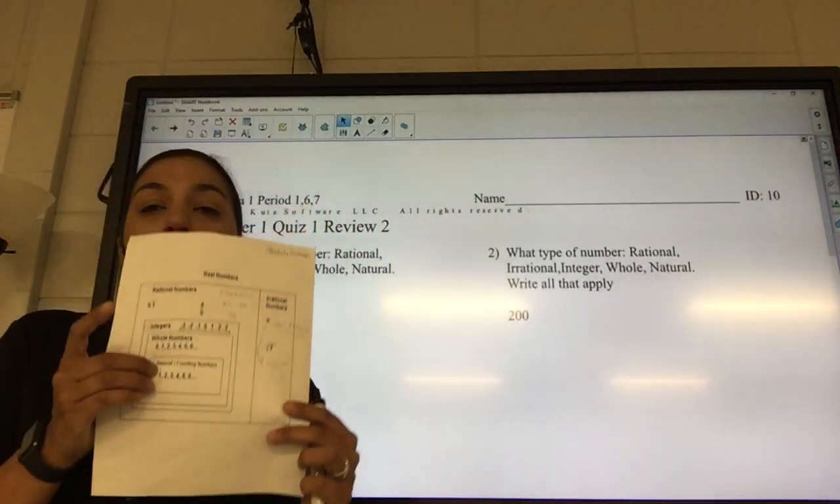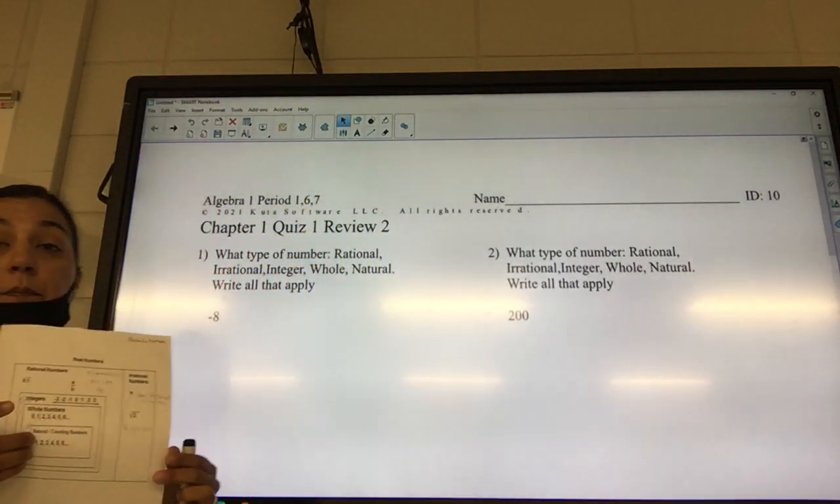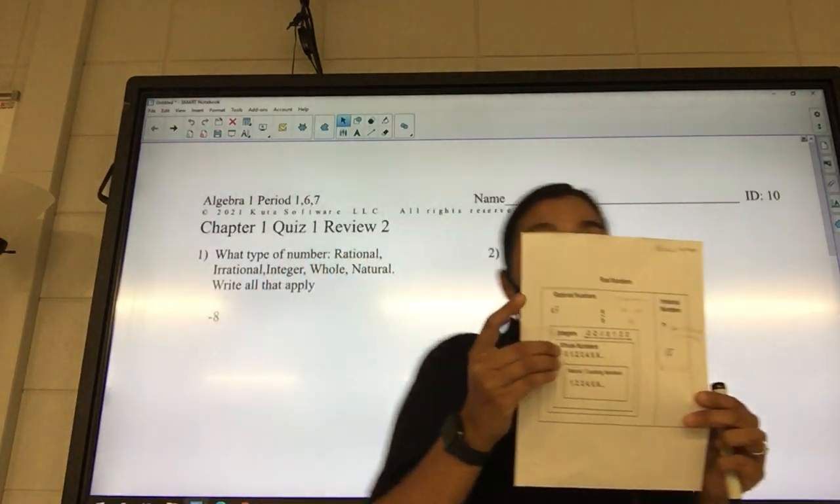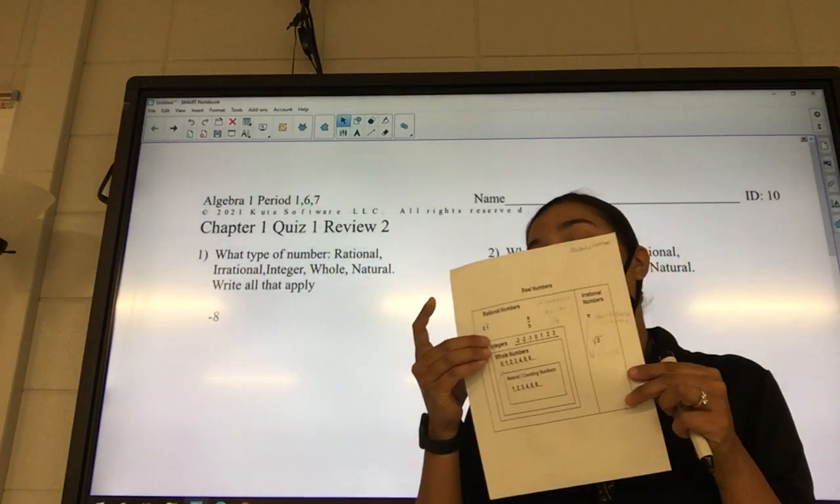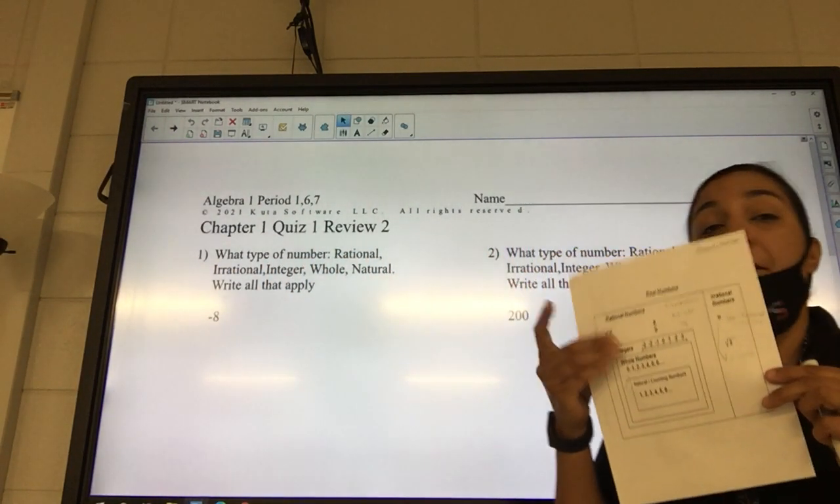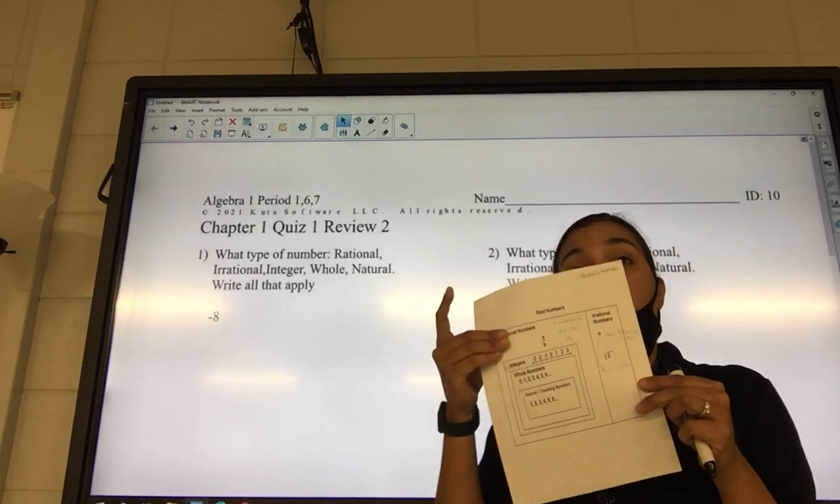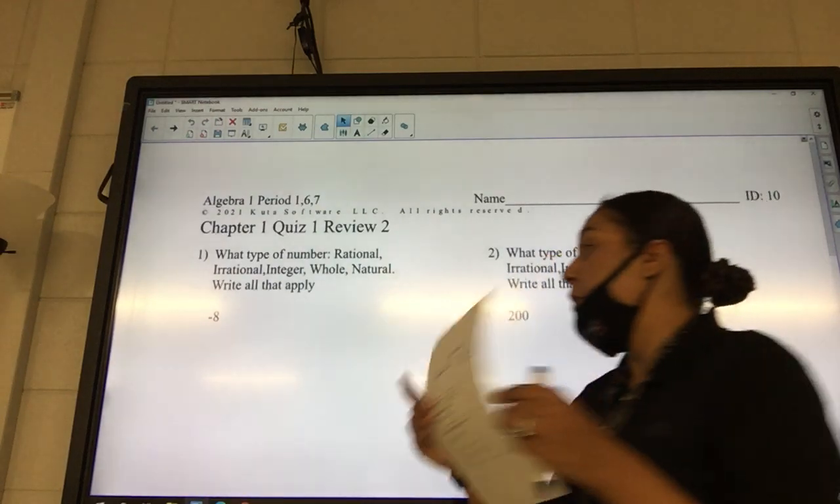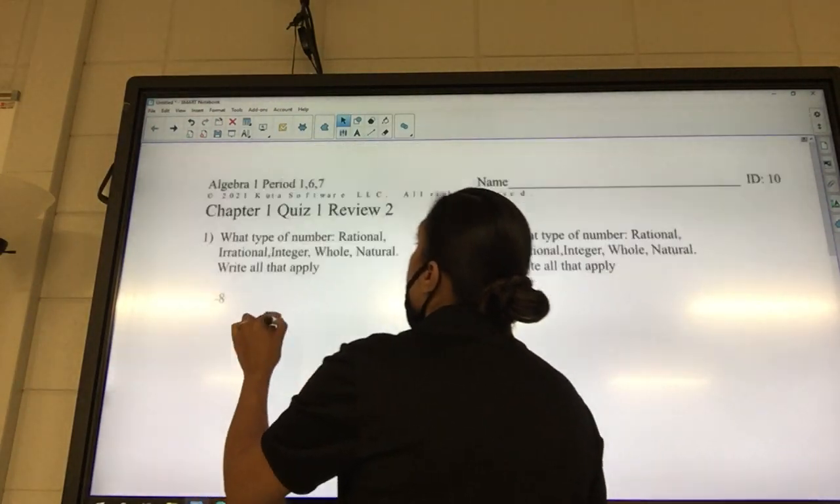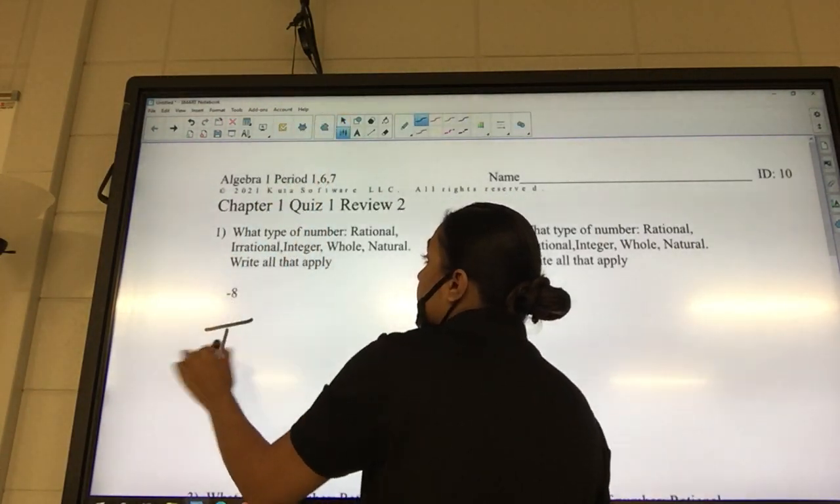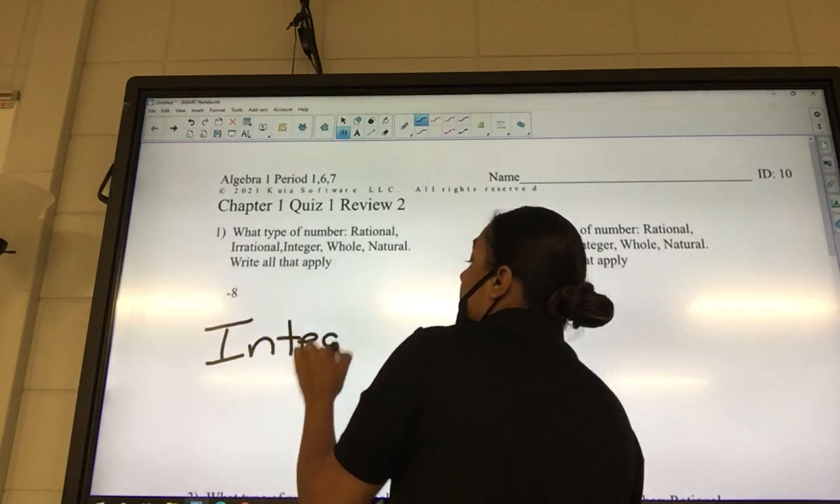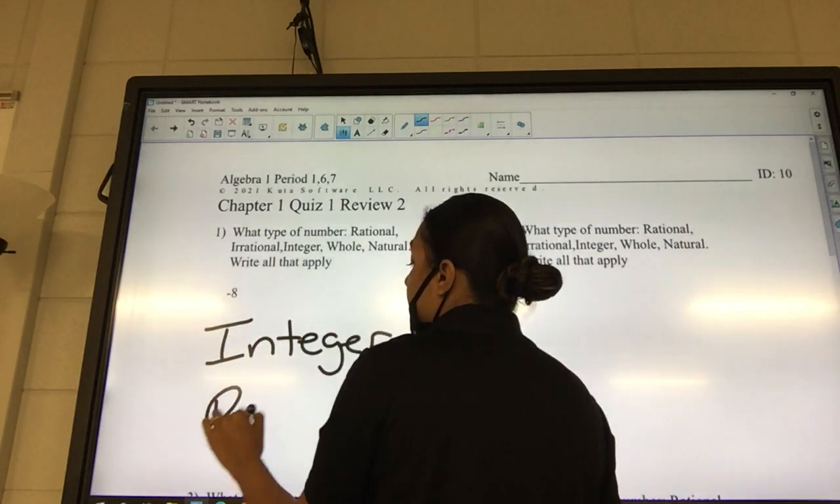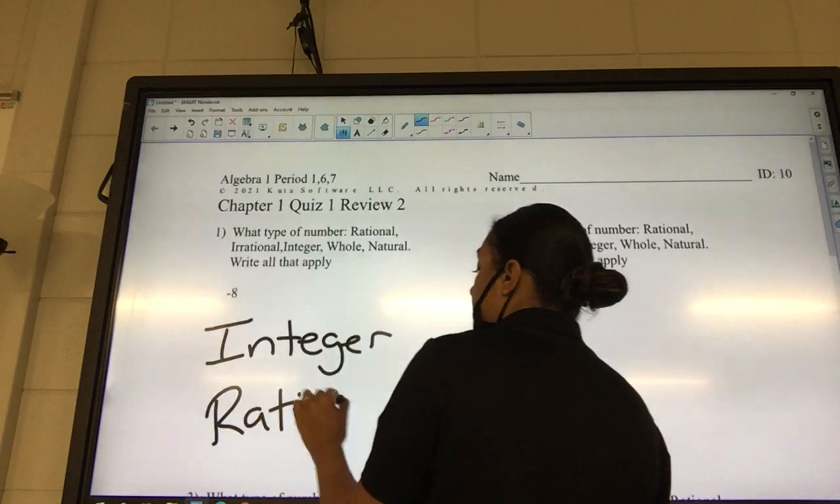Okay, is this a natural number? -8. No, it's not. Is it a whole number? Is it an integer? Yes, and so if it's an integer, it is also rational. Okay, as soon as we say yes, everything above it is a yes. So, on our list, and yes, you have to write these out, okay? This one is an integer, and it's also rational.